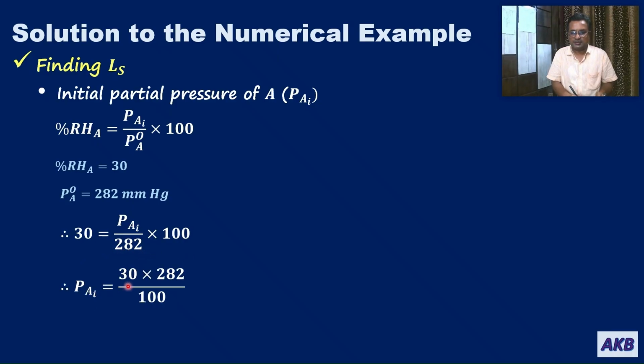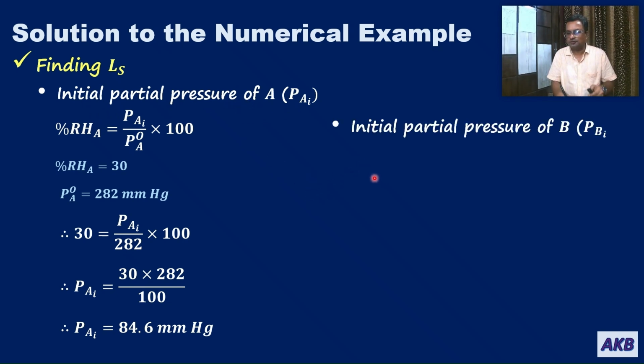That is PAI is equal to 30 into 282 by 100, which gives me PAI as 84.6 millimeter of mercury. So in this way, we get PAI, which is the initial partial pressure of A. Now let us get initial partial pressure of B, that is PBI. For that, I will use Dalton's law: the sum of partial pressures is equal to total pressure. So total pressure is equal to PAI plus PBI, the initial partial pressures of A and B.